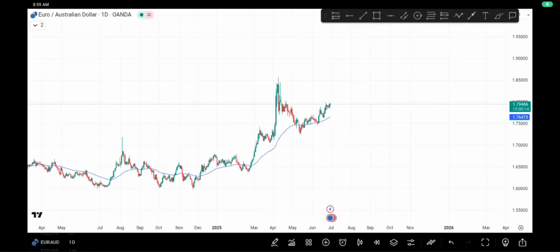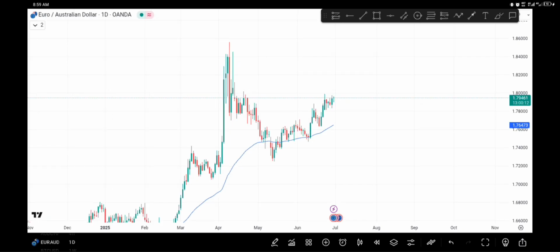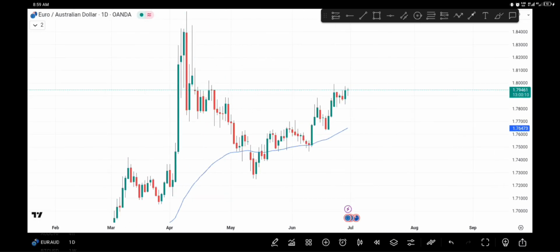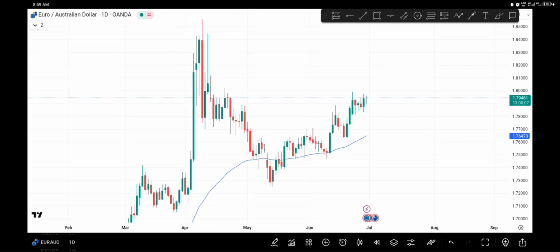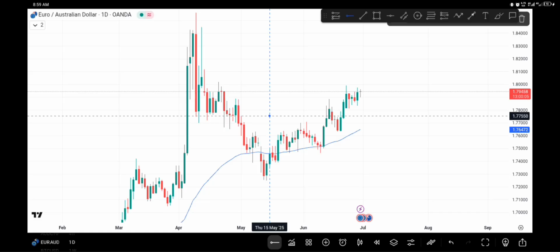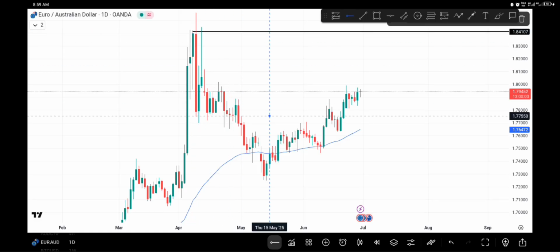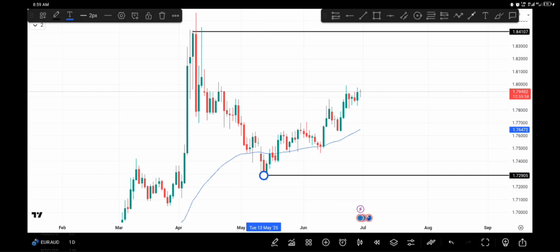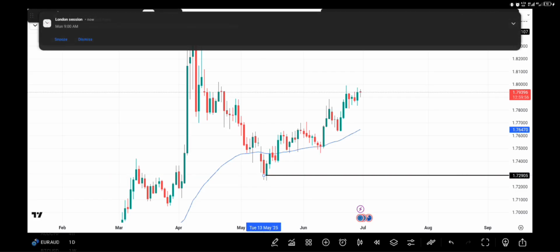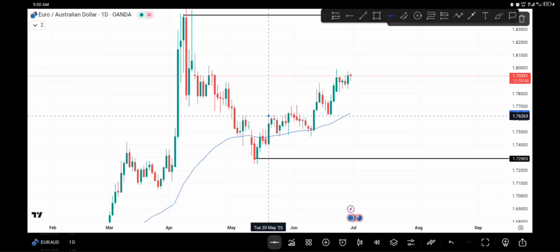Good day, everyone. This is a new video on understanding market structure and candlesticks, on how to use candlesticks. So first of all, this is how I start my analysis. Mark out the daily high and the daily low, guys, and then mark out our strong support and resistance levels.